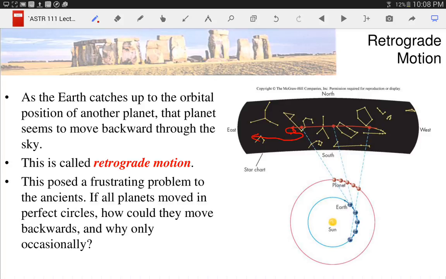Now that's kind of hard to explain, isn't it? I mean, why would the planet stop, go the opposite direction, and then go forward again? Because Siri told it to make a U-turn. So this retrograde motion was a problem that was realized right away.